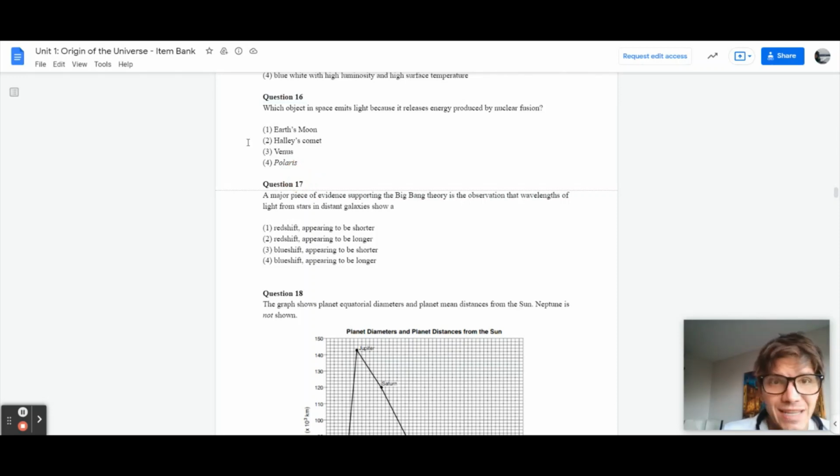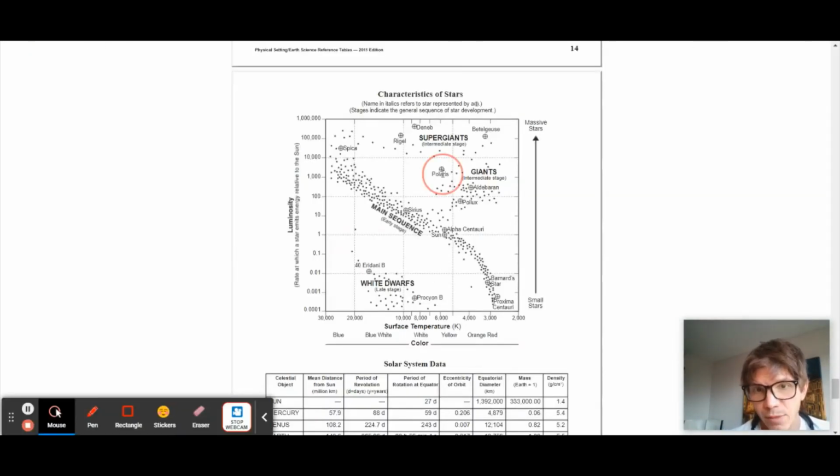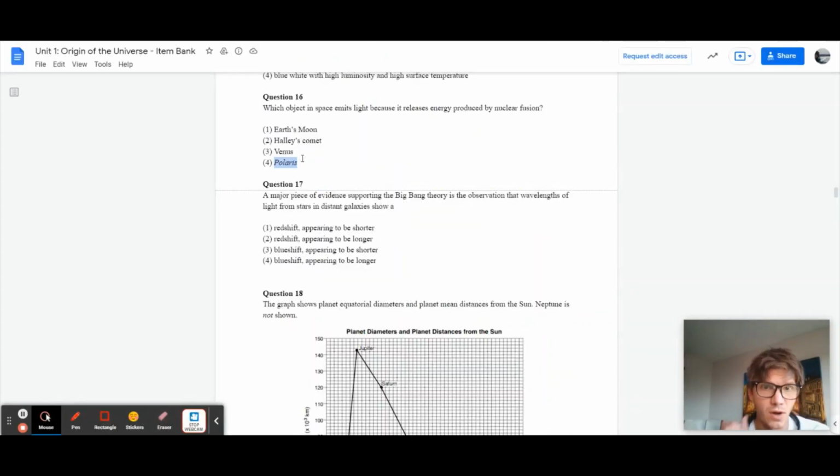16, I think this one is pretty easy. Which object in space emits light because it releases energy produced by nuclear fusion? Well, we know that fusion happens in stars, and therefore the only thing that is a star here would be Polaris, and we can find that on this table over here. We know that it's the North Star. Planet, comet, moon. The Earth's moon does not create its own light. It only reflects light from the sun.